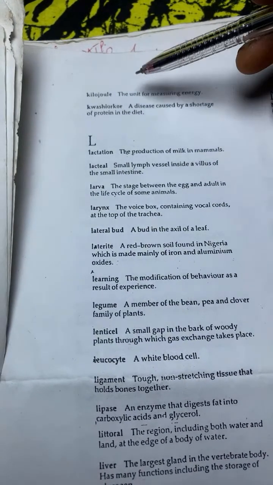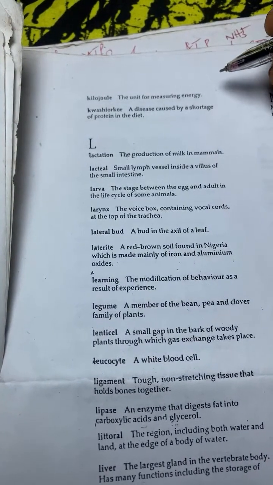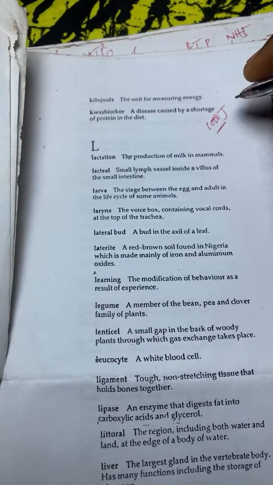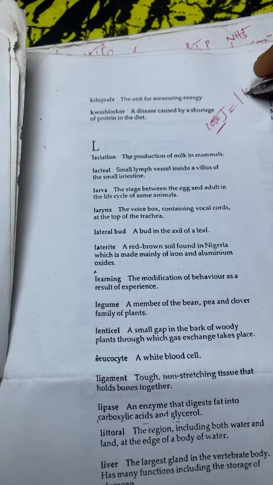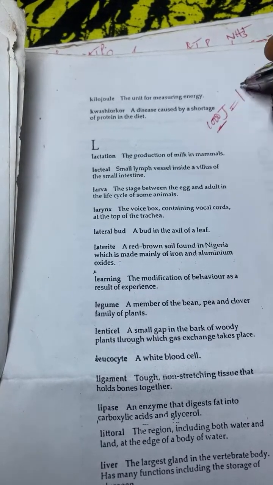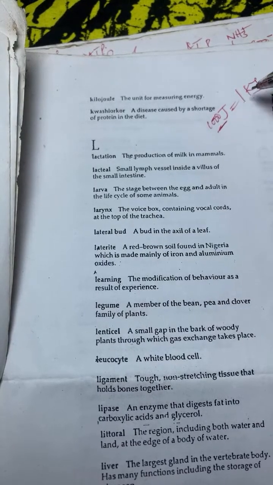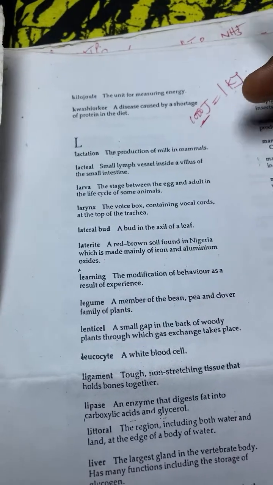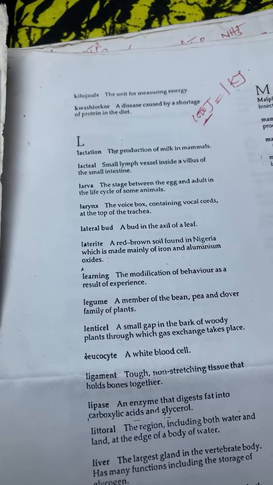We'll look at kilojoule, the unit of measuring energy. Kilo simply means 1,000. So when I say 1,000 joules, it's the same thing as what? 1 kilojoule, because 1 times 1,000 is 1,000 joules. Good. Now, kwashiorkor is a disease caused by shortage of protein in the diet.